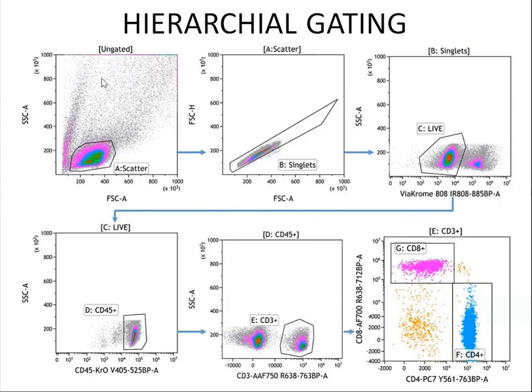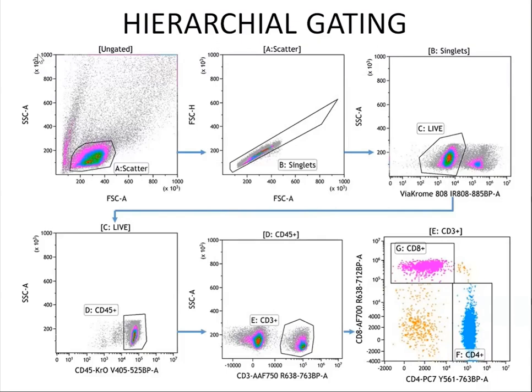When you put a tree plot, it will show you which population has come from which population. If I put a tree plot, it will show that CD4 has come from CD3, CD3 has come from CD45 bright, CD45 bright has come from live population, live has come from singlet, singlets have come from scatter. So this way of sequential gating is called hierarchical gating, from top to bottom.